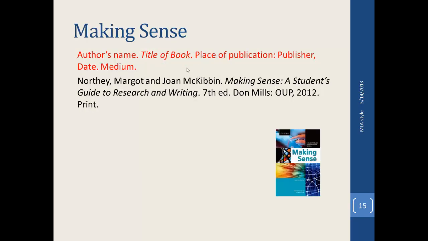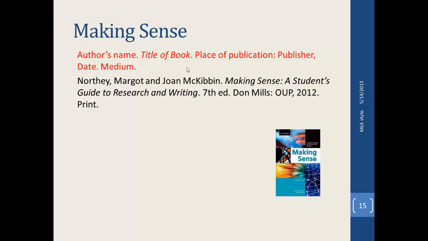Okay, so, Making Sense. Again, this is another one of the books that's common in your course. I've got the author's name. In this case, there's two authors. So the way that you structure that is the primary author, the main author, their surname, comma, first name. Then any subsequent authors' names are ordered in the way that we're more familiar with, first name and then second name.